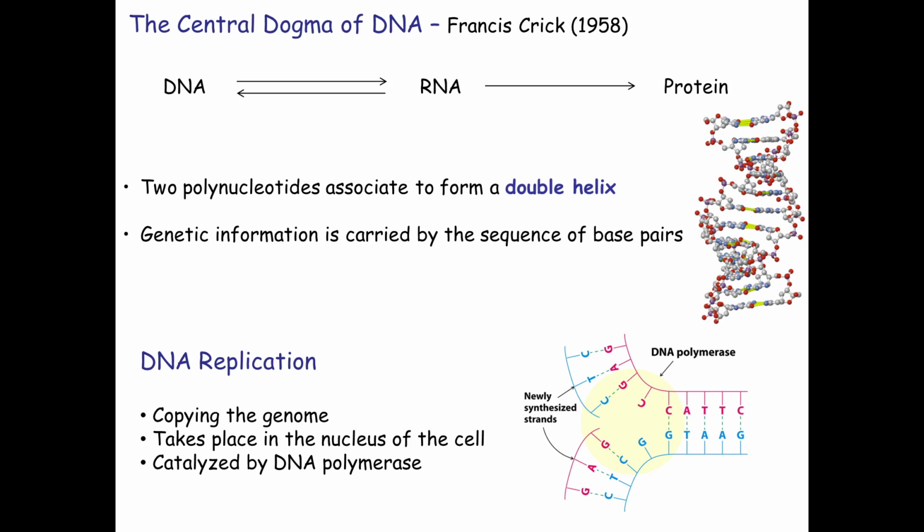RNA with the arrow going to protein would be what? Translation. And RNA going back to DNA, that reverse arrow from right to left, is what? Transcriptase. So if DNA to RNA is transcription, RNA to DNA is reverse transcription, exactly.